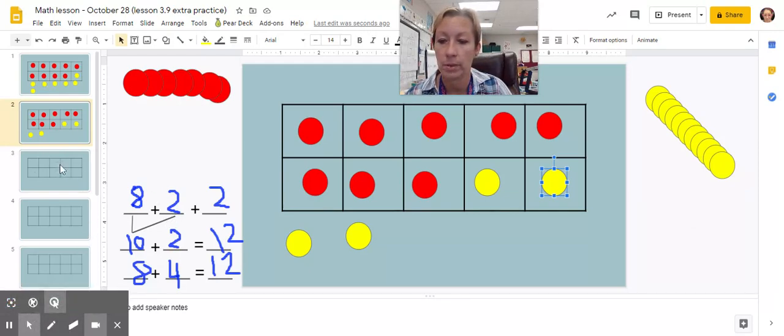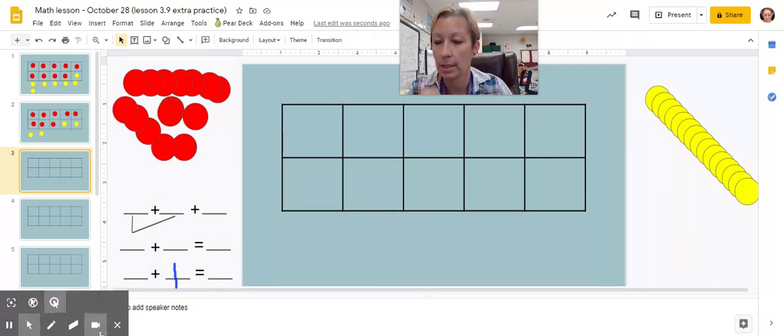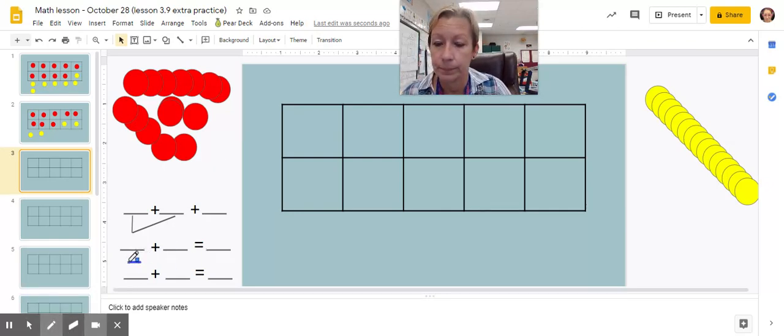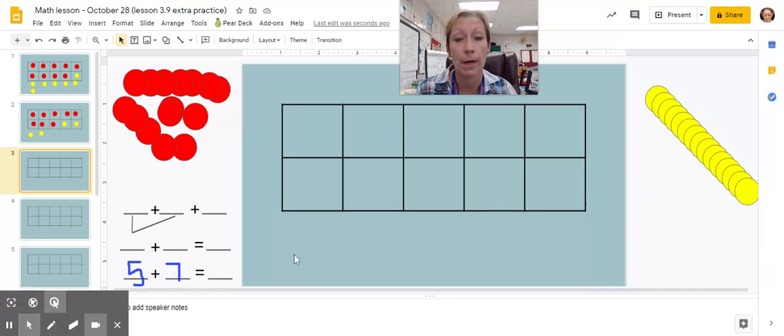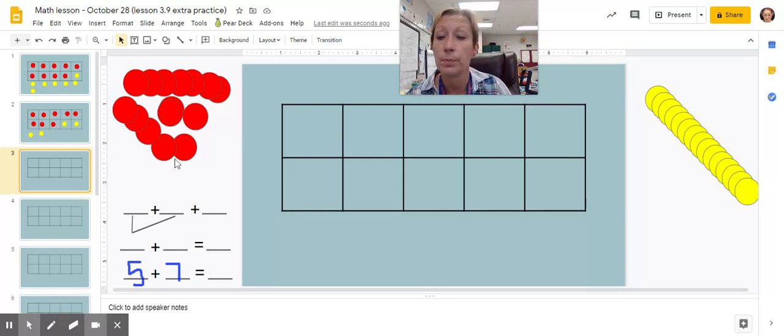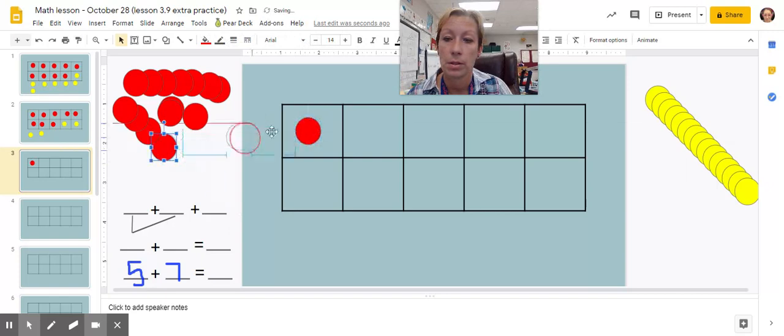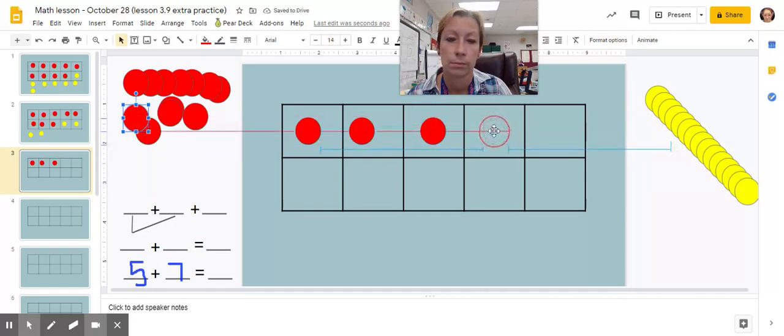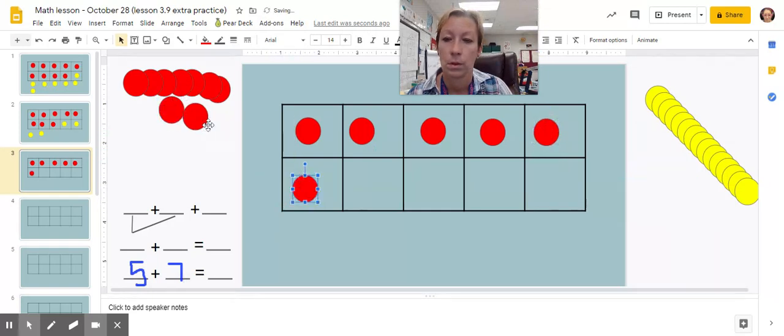All right, and let's try another one. And this time we are going to do 5 plus 7. All right, and look at those two add-ins and tell me which one is more, 5 or 7. 7. We always put the bigger one in the 10 frame. So here we go. Let's put 7. And what will go under my frame? 5, the smaller addend.